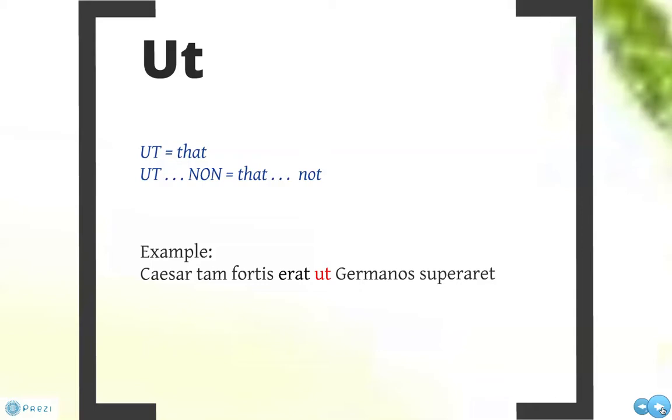And the interesting thing that we need to mention is that the negative of it is not going to be ne. It's not going to be ne. That might be the tempting one to go with, but it's a combination of ut and further down in the sentence non. In the example that we have right here, you see that after erat we find ut, that he was conquering the Germans. If it were negative right here, we would have something like ut Germanos non superaret, but of course logically it doesn't make sense.